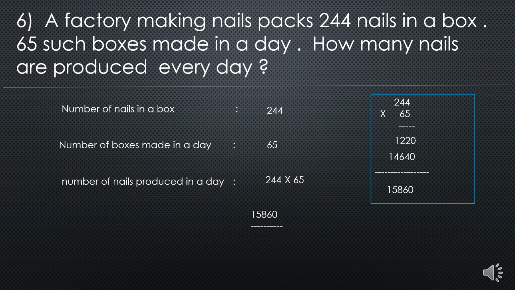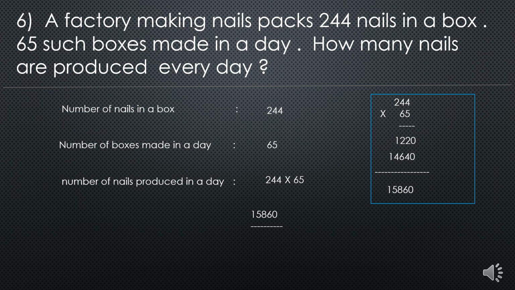So what is given here? A factory making nails packs 244 nails in a box. So in one box there are 244 nails. And every day that company produces 65 such boxes of nails. Okay, in one box 244 nails are there. Like that 65 boxes are produced by the company every day. So what do we want to find? How many nails are produced in a day? Every day how many nails are produced, that we want to find.